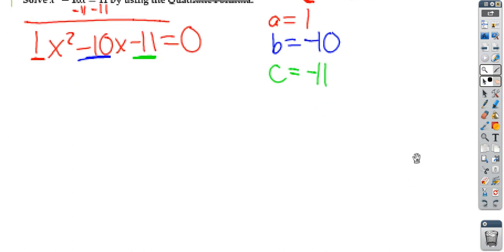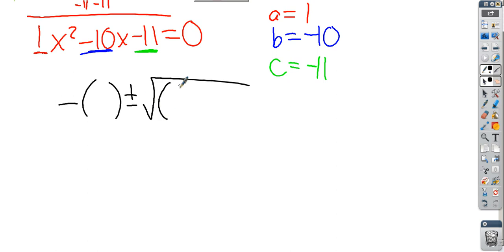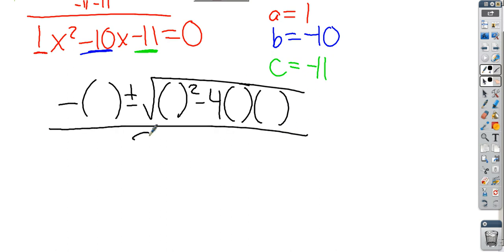Okay, once we have it, that's most of the challenge of the problem, just correctly identifying a, b, and c. Here's the quadratic formula. It's negative b plus or minus the square root of b squared minus 4ac, and then all over 2a. It's important that everything, including this thing right here, you put over 2a. Sometimes people forget to do that.